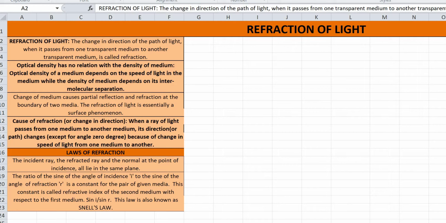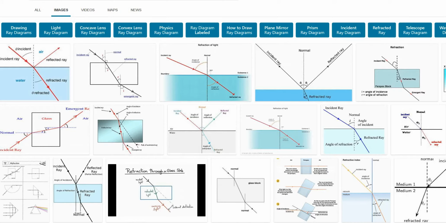So what is refraction of light? The change in direction of the path of light when it passes from one transparent medium to another transparent medium is called refraction. We will see some images from the internet so that we can understand the refraction.